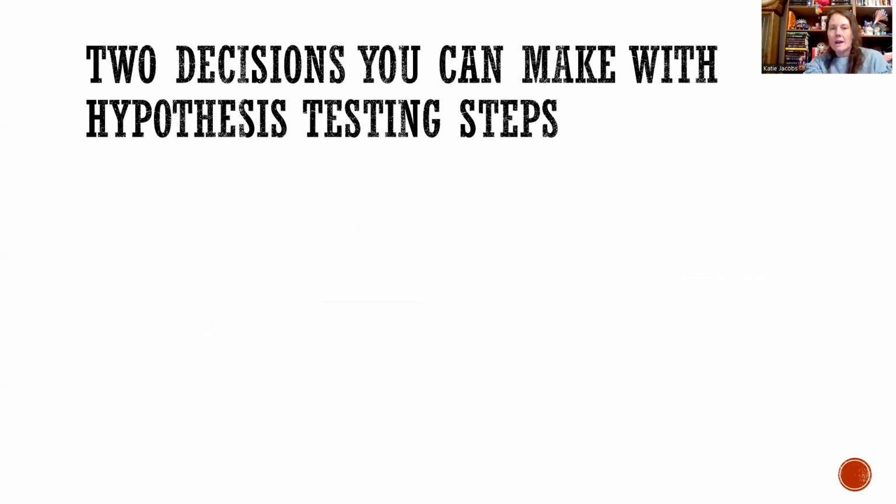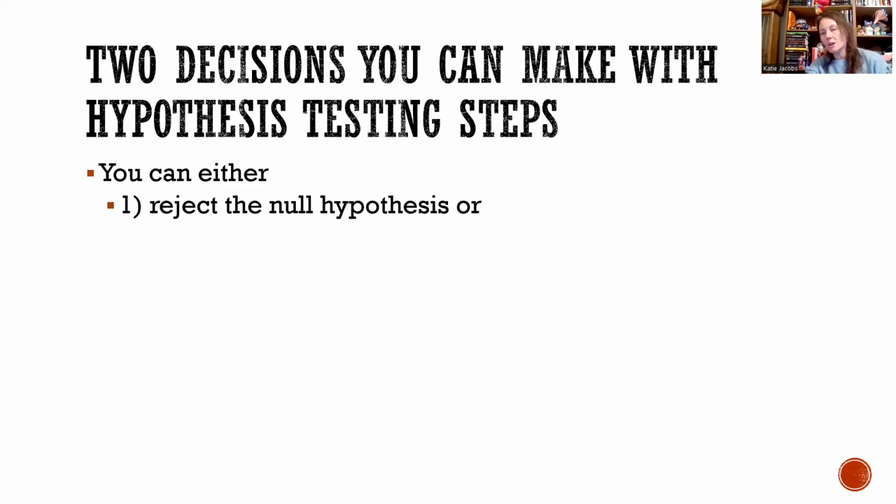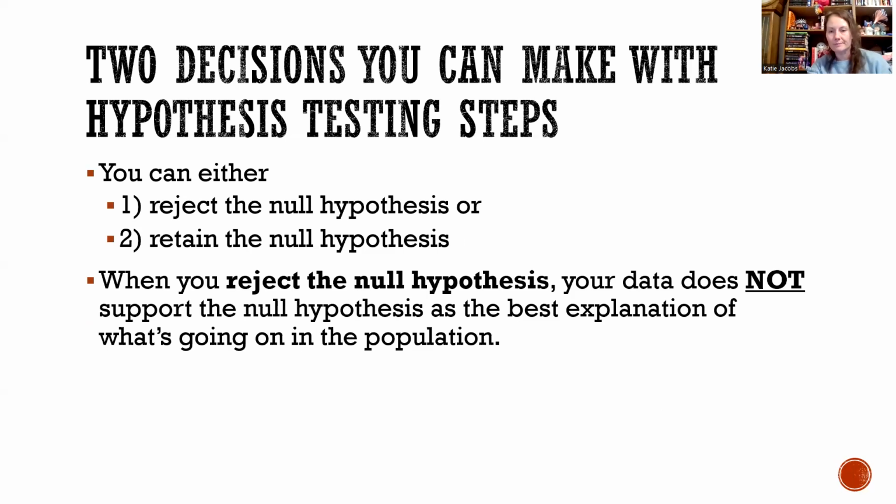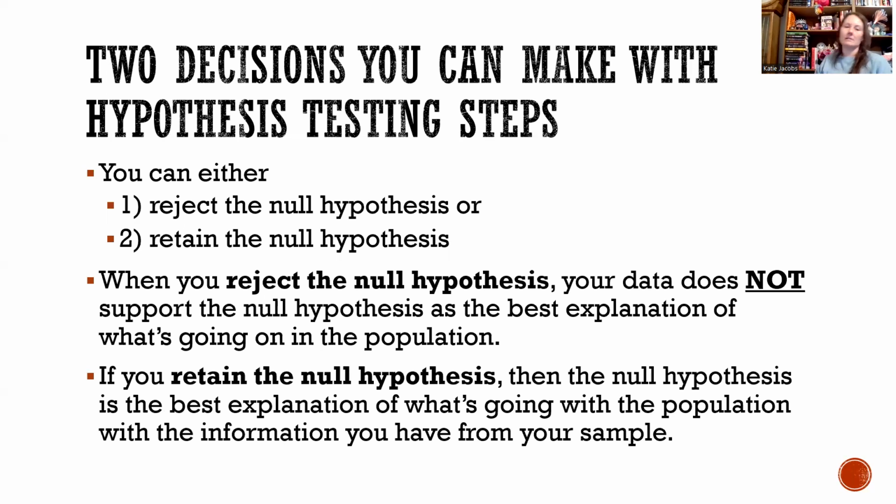So when we're doing this, there's only two decisions that we can make with the hypothesis testing steps. We can either, one, reject our null hypothesis, or two, retain the null hypothesis. When we're making our decisions with this, it's always in relation back to our null hypothesis. So when we reject the null hypothesis, the data does not support the null hypothesis as the best explanation of what's going on with the population. When we retain the null hypothesis, then we actually think the null hypothesis is the best explanation about what's going on with the population with the information that we have from our sample. Typically when making a decision, we want to be able to reject that null hypothesis.